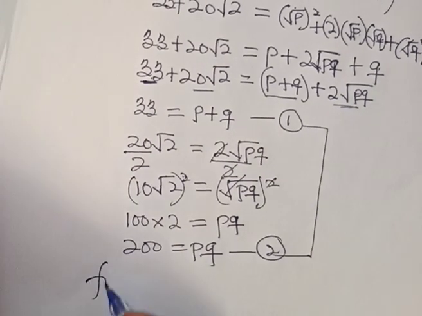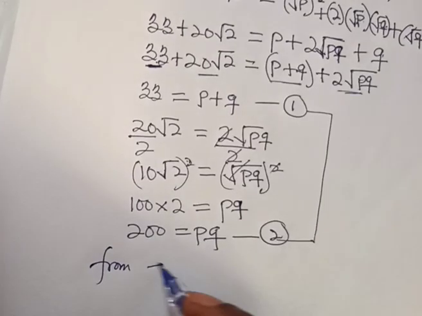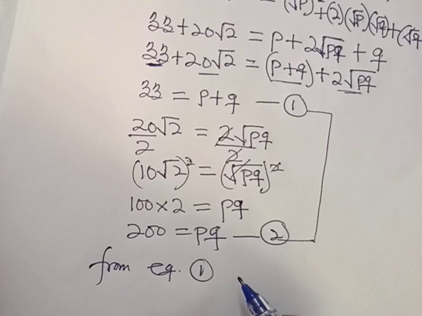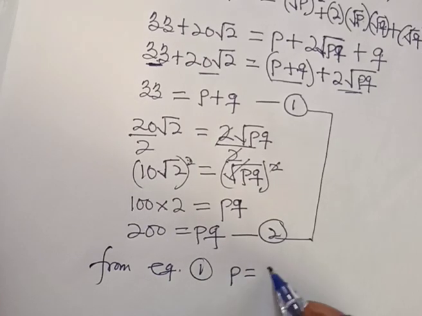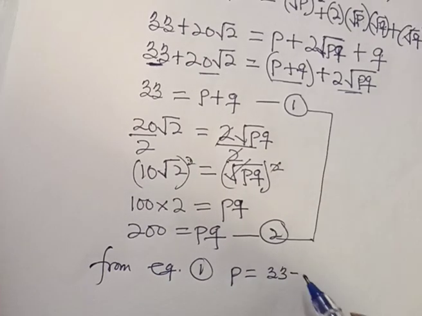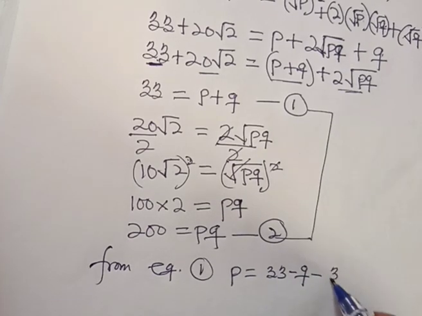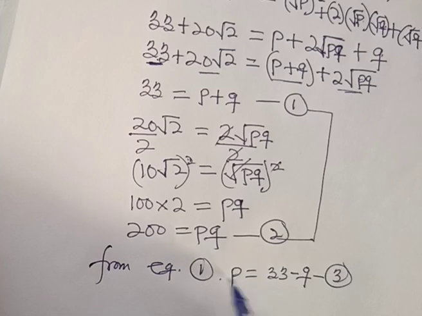So from equation 1, I can make any of the letters the subject. So let me make P the subject. Okay. So I can say P is equal to 33 minus Q. Then I can call this equation 3. Now, once I have this equation 3, I can put equation 3 into equation 2 and solve.